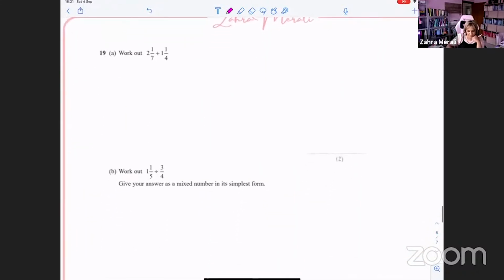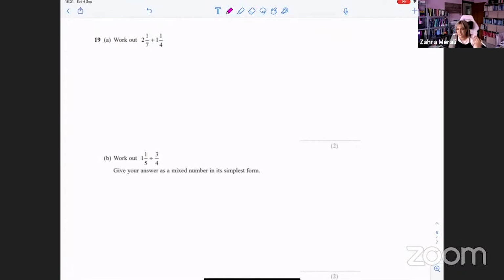Okay. So again, this is question 19. So we're getting towards the end of the paper here. So we've got 2 1/7 plus 1 1/4. So if we're going to work those out, they're like a mixture. Can you see? You've got mixed numbers, essentially. So you've got an option. You can either convert it all into a top-heavy number or treat the numbers and the fractions separately. So let's do that to start with. We're going to do 2 plus 1, which is going to give us 3, which are the whole numbers. And then we're going to do 1/7 plus 1/4.